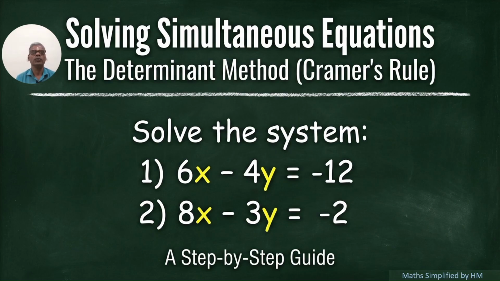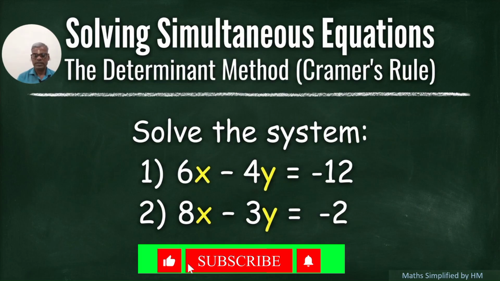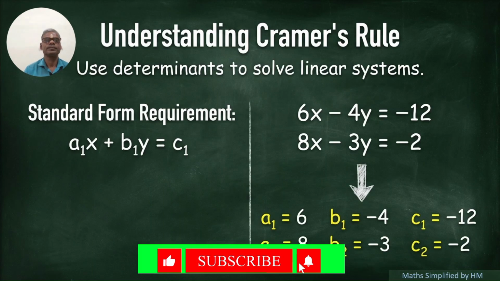I request you to see each video 2 to 3 times for understanding and mastering the method. Now we proceed to our determinant method. Let us take the system of simultaneous equations 6x minus 4y is equal to minus 12, 8x minus 3y is equal to minus 2. Now we will see, step by step, the determinant method to solve these simultaneous equations.